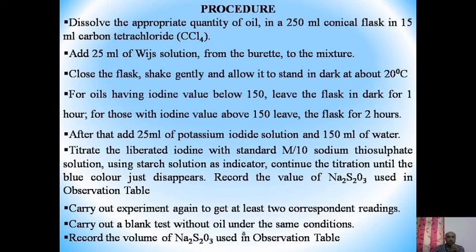Now we'll see the procedure. Dissolve the appropriate quantity of oil in a 250 ml conical flask in 15 ml carbon tetrachloride. Add 25 ml of ICl solution from the burette to the mixture. Close the flask, shake gently, and allow it to stand in the dark at about 20 degrees centigrade.